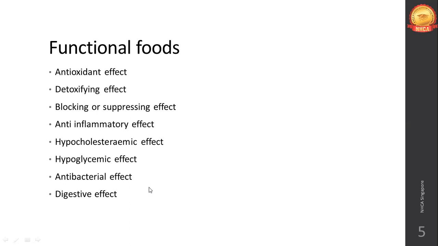Specifically the spice called ajwain, omam or ajwain, carom seeds, what we call in English. It has a really good digestive effect. Even if somebody is suffering from gastritis at home, ajwain water or ajwain seeds can be given. It can reduce indigestion. And also for stomach ache, ajwain, carom seeds, is given. Then hing, asafoetida, also has a very similar effect to ajwain.